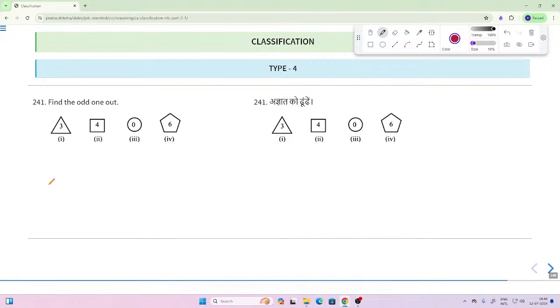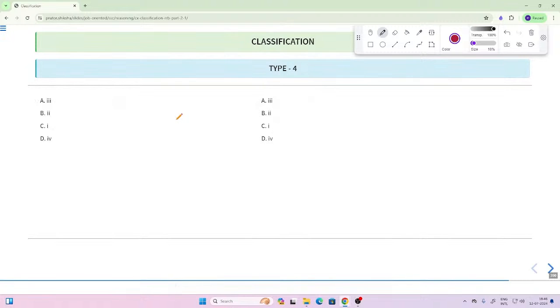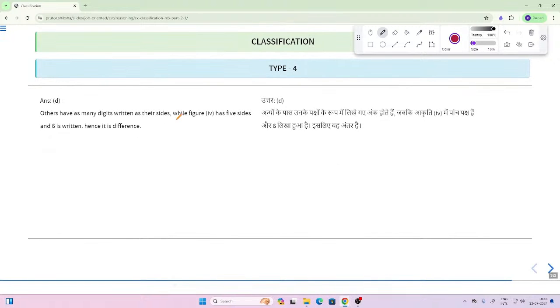Find the odd one out. 3 inside a triangle, 4 inside a square, 0 inside a circle, 6 inside a pentagon. Triangle has 3 sides, square has 4 sides, circle has 0 sides, while a pentagon has 5 sides, not 6. So, the fourth is the odd one out. Option number 4 is the odd one out, as the others have the digit written matching their number of sides, but the fourth has 5 sides and 6 is written, hence it is different.